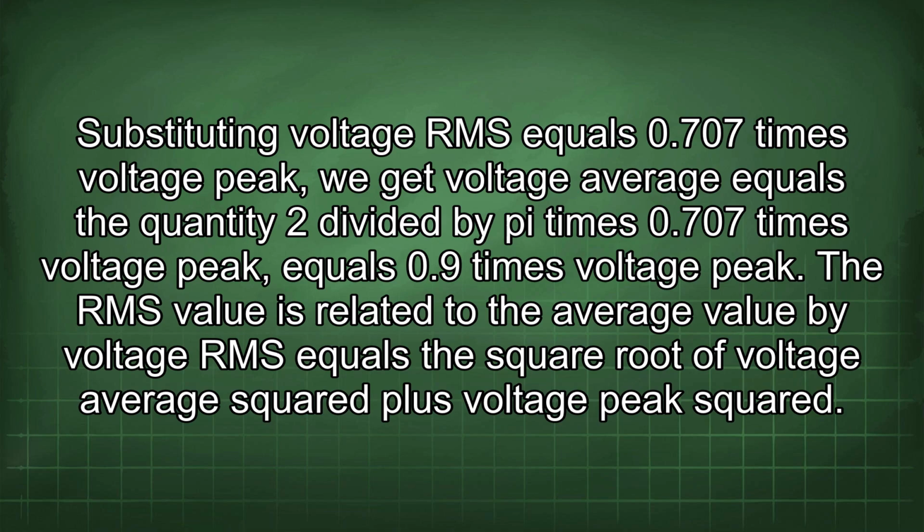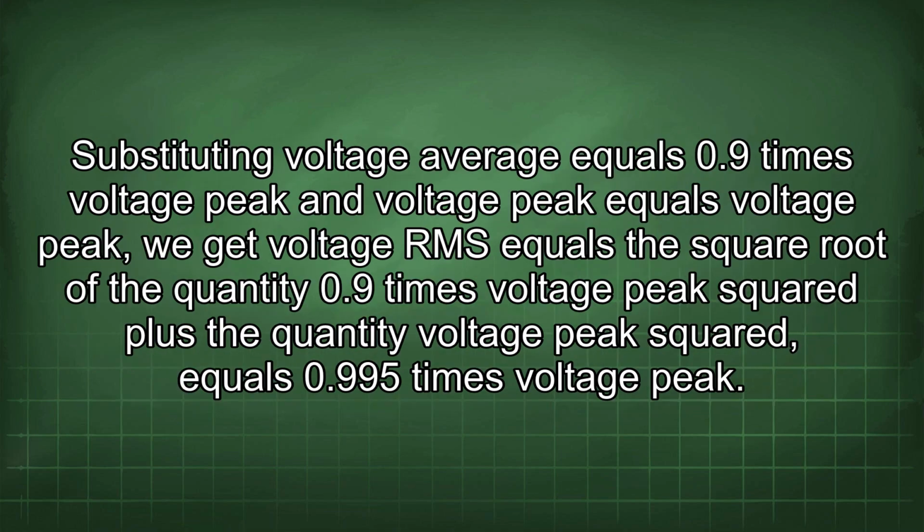The RMS value is related to the average value by V_RMS equals the square root of V_average squared plus V_peak squared. Substituting V_average equals 0.9 times V_peak and V_peak equals V_peak, we get V_RMS equals the square root of the quantity 0.9 times V_peak squared plus the quantity V_peak squared, which equals 0.995 times V_peak.